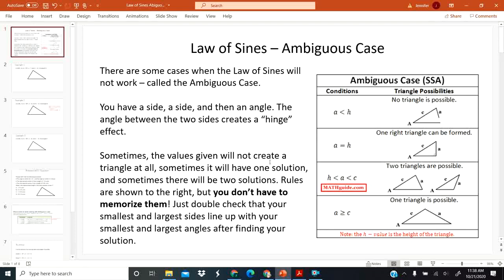These are not something you're going to have to memorize. It's just something that you're going to have to double check as you're using the law of sines. You're going to have to go through and make sure there's not a second answer that's possible, and you're going to have to make sure that your answer actually works. So the way that you're going to do that is you're going to double check that your smallest angle lines up with your smallest side and your largest angle lines up with your largest side. So you just need to make sure that your sides and angles are matching up.